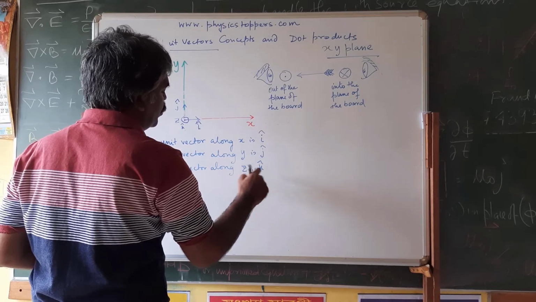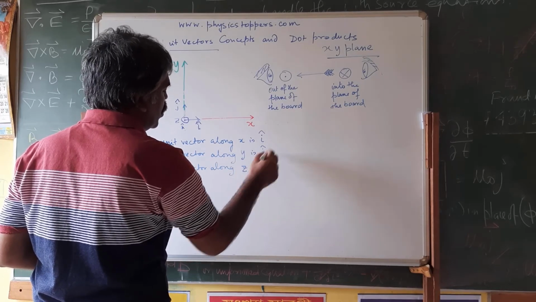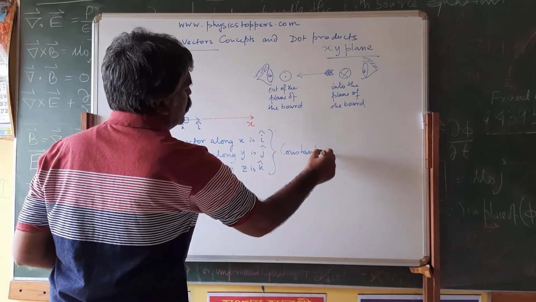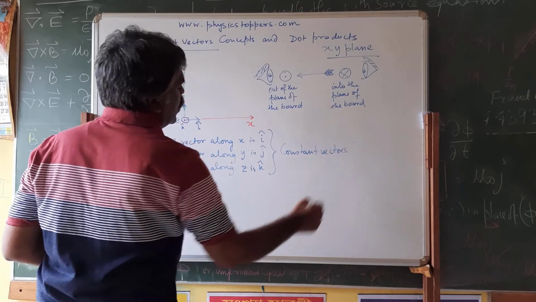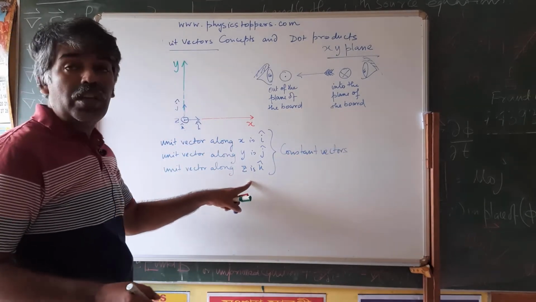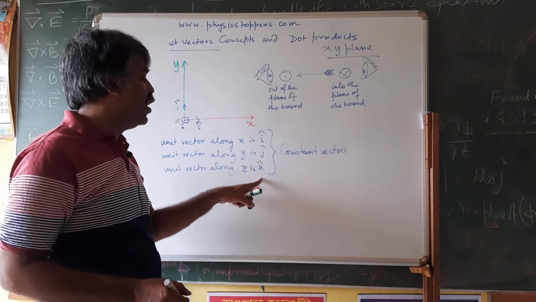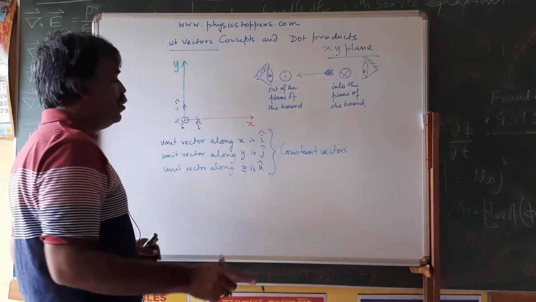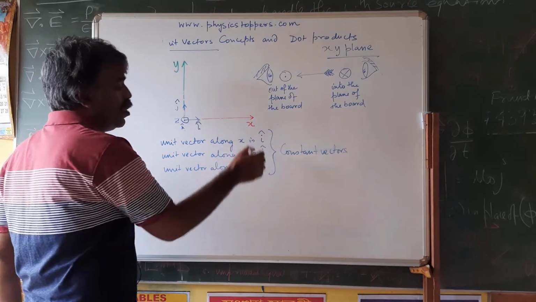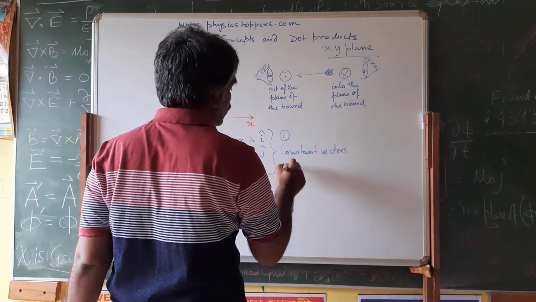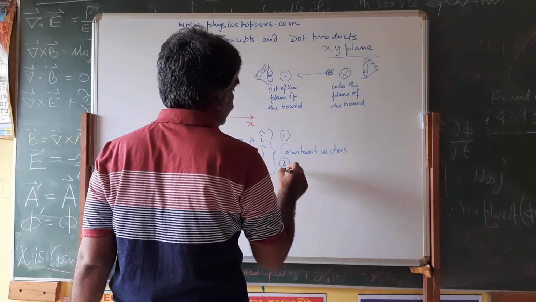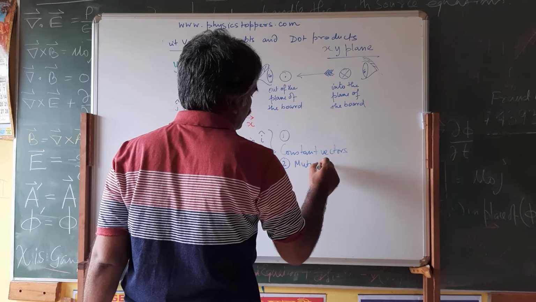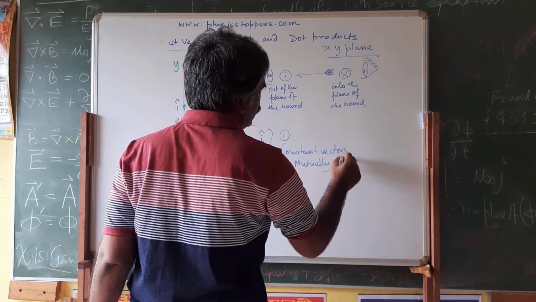Remember, these are constant vectors. That means with time this doesn't change. If you differentiate these i cap, j cap, k cap, they will vanish. This is important. Point number 2 is they are mutually orthogonal.